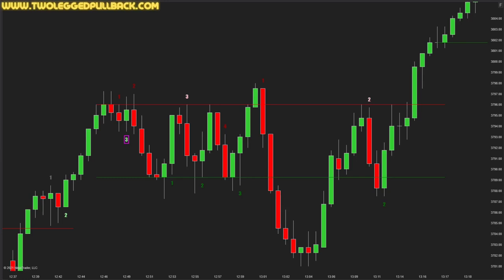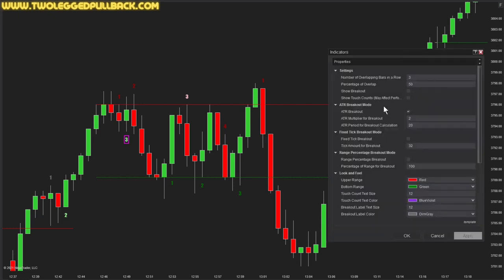In this video, we'll be going over the configurations and settings of the trading range indicator by Two-Legged Pullback. The first setting of the trading range indicator is the number of overlapping bars in a row. The default is set to 3. This tells the indicator that once there are 3 overlapping bars in a row, to begin a trading range.